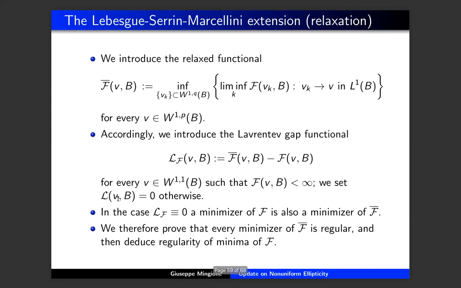So the natural approach is to consider the so-called Lebesgue-Marcellini extension, the so-called relaxed functional. We take the functional and we take the lower semi-continuous envelope in the natural topology, but with respect to smoother functions. That's the classical approach introduced by Marcellini to describe cavitation in nonlinear elasticity. So essentially, cavitation occurs in Marcellini's approach as a Lavrentiev phenomenon. So it's a very modern approach. And then we introduce the so-called Lavrentiev gap, introduced also by Buttazzo and Mizel. In fact, I learned this from Vic Mizel.